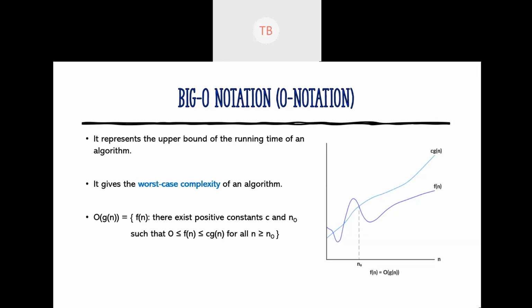Can you remember what the worst case was? I already mentioned the best case, worst case, and the average case, right? So tell me what was worst case. The worst case is when the algorithm takes the maximum amount of time to finish. Yes, correct.